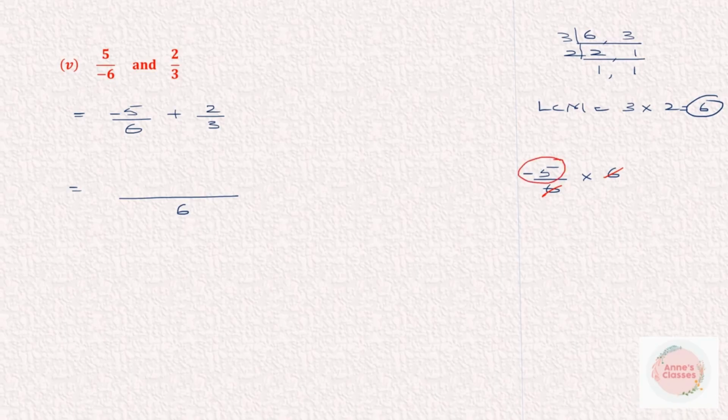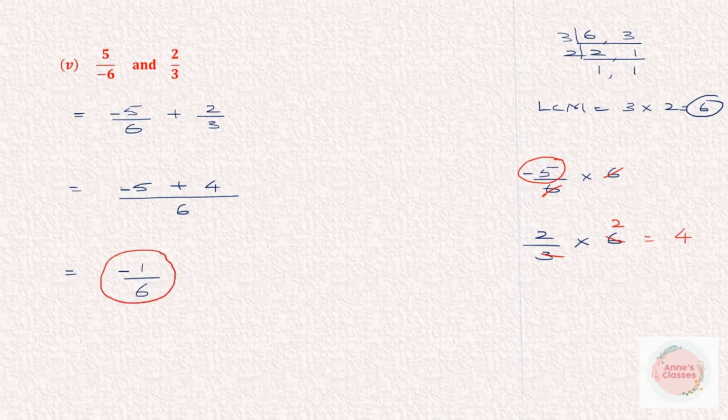We have minus 5 left and that we can write here, minus 5. So the first numerator is minus 5 plus, take the second fraction 2 by 3 and multiply this by the LCM 6. So 3 twos are 6 and 2 twos are 4. So we have a new numerator here, 4. So now we have minus 5 plus 4. Put the sign of the bigger number and subtract. 5 minus 4 is 1 and the denominator is 6. So what is our answer? Our answer is minus 1 by 6.